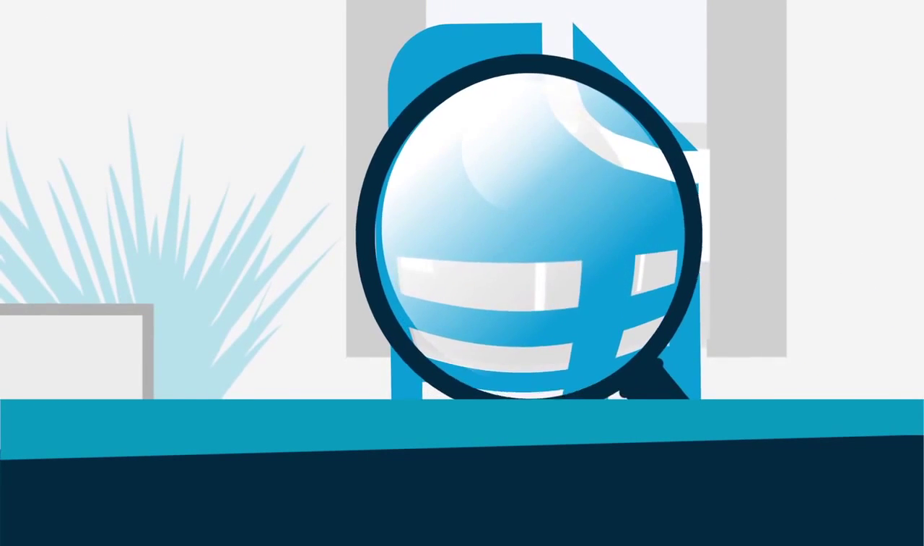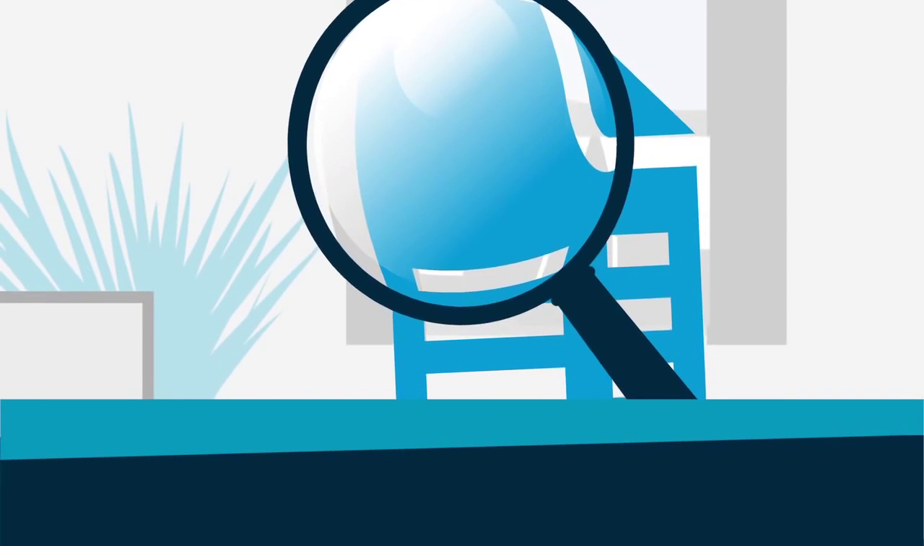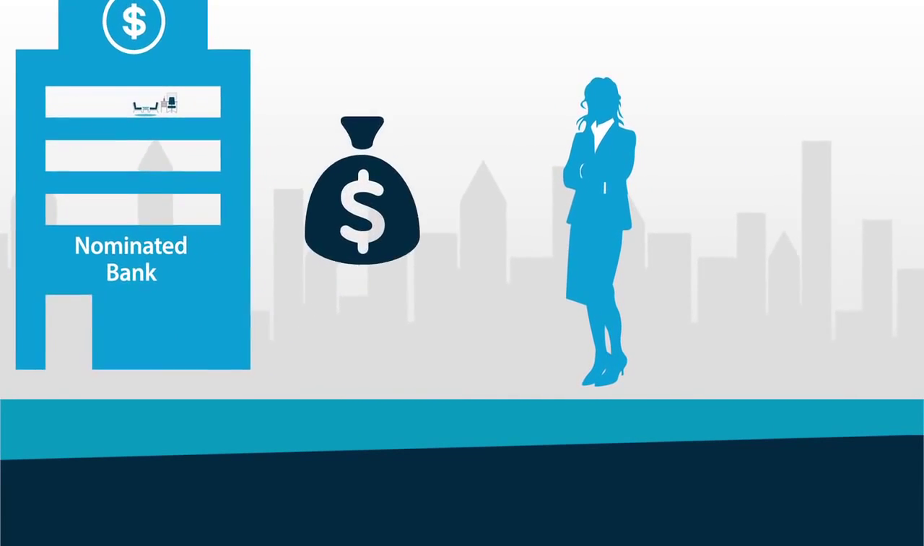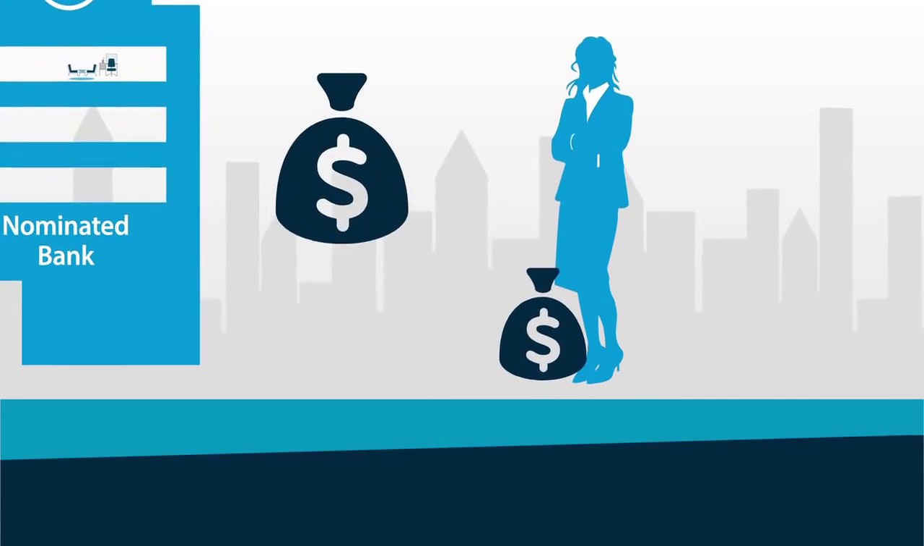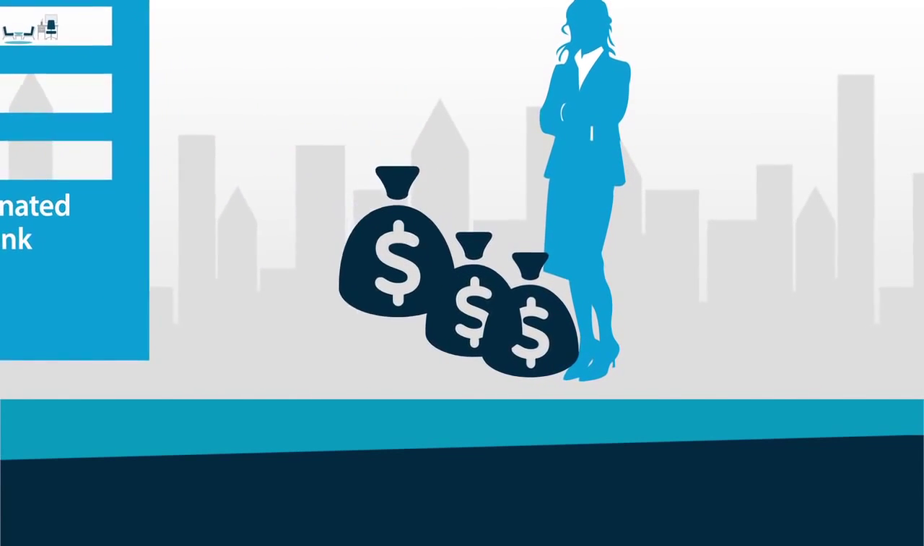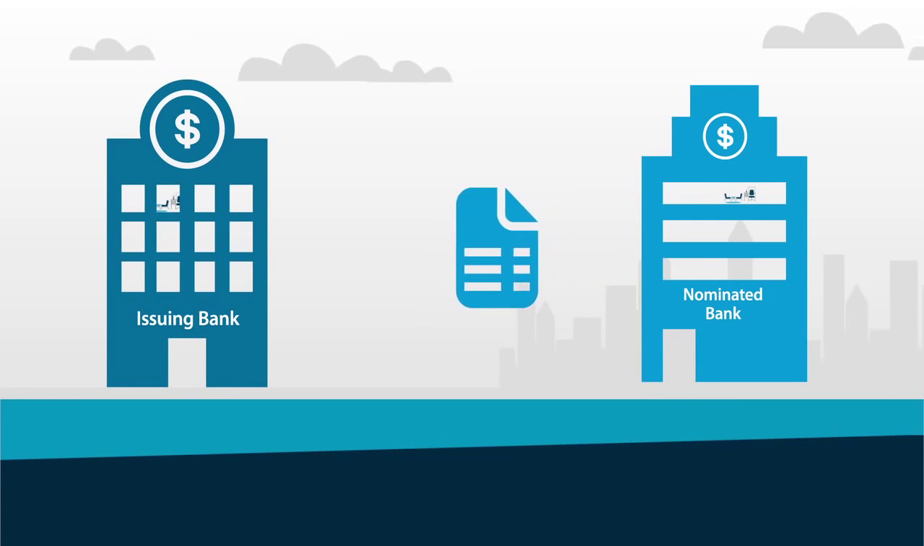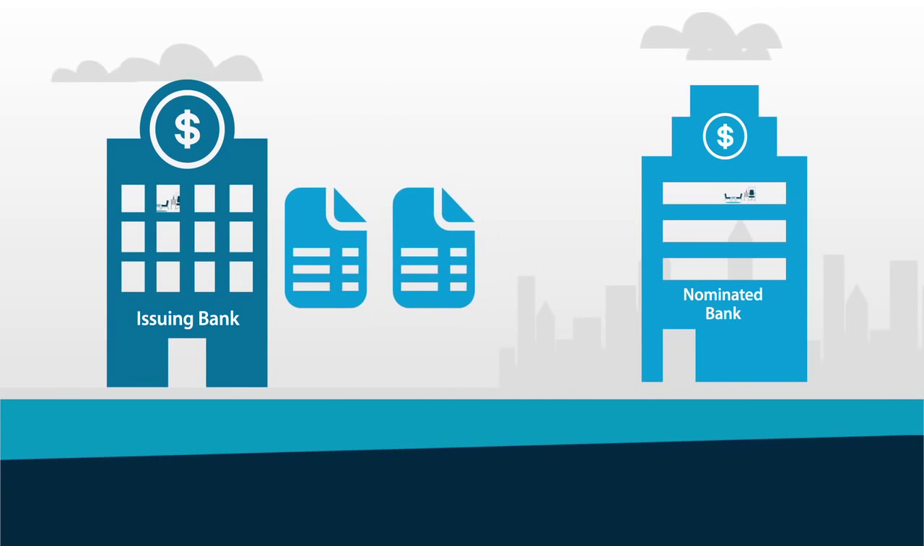Thirdly, the nominated bank examines the documents for compliance with the terms and conditions of the letter of credit. Fourthly, if the documents are compliant, the nominated bank, which has agreed to act as per its nomination, will pay the beneficiary. Fifthly, the nominated bank will then forward the documents to the issuing bank.